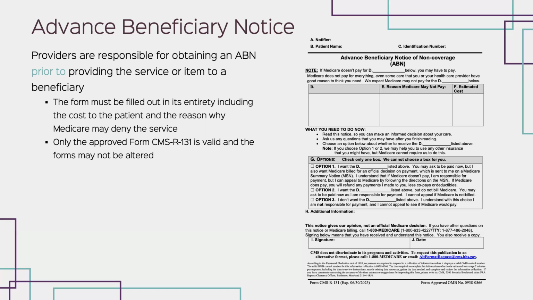Providers are going to be responsible for obtaining an ABN prior to providing that service or item to the beneficiary. It has to be filled out in its entirety, as well as the cost to the patient and the reason why Medicare may deny the service. This form is the only form that can be used, and it cannot be altered in any other way other than to put the practice header at the top, and then obviously fill in your reasons as to why Medicare may not cover the service.